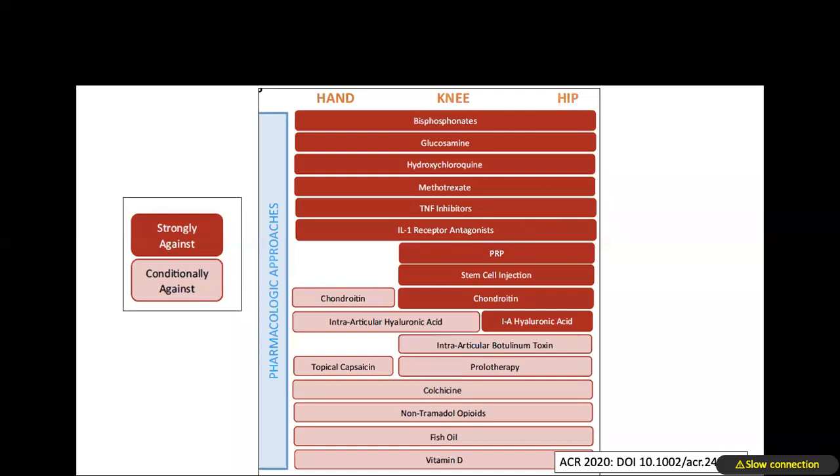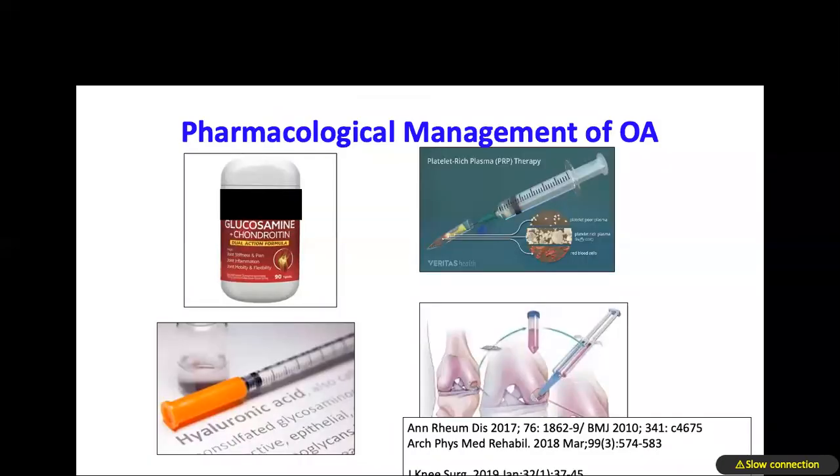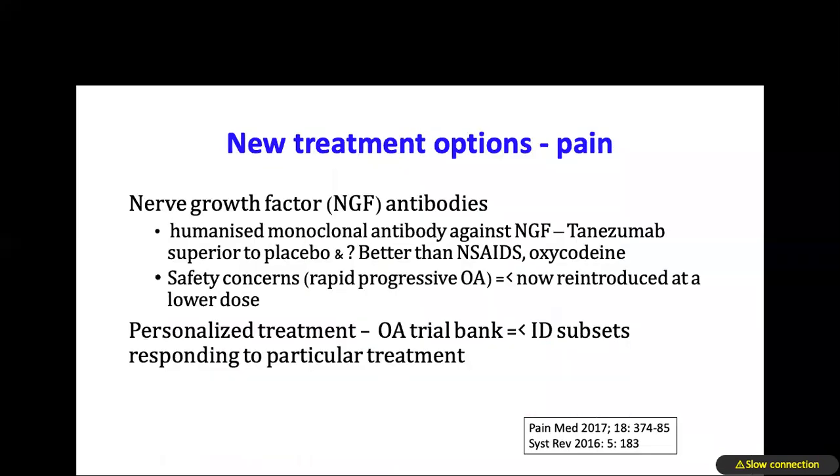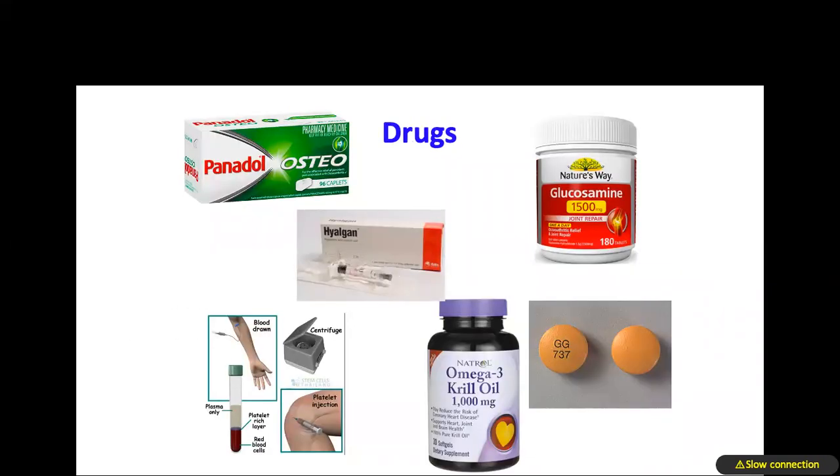There are a lot of things which people are advocating, which people are promoting, which do not work in osteoarthritis, right? So these are the things which really don't work. There are new treatments, but they are not yet available. And I wanted to just again show you what does not work, because people use lots of things.